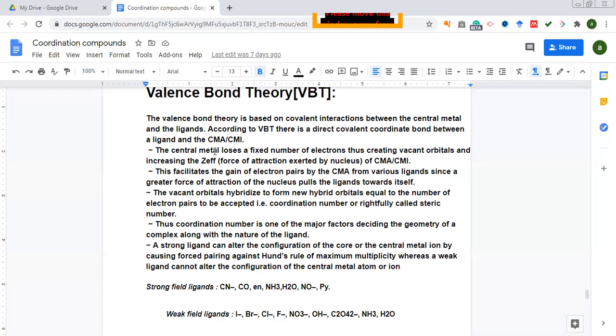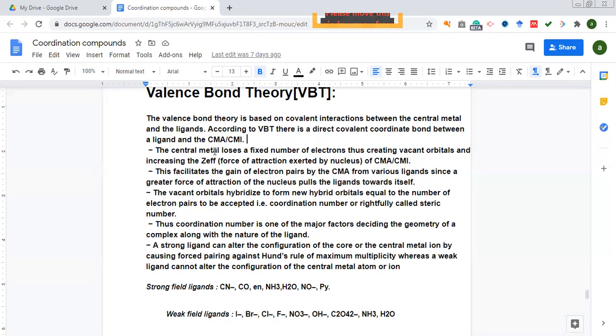Next, the second hybridization is sp2 hybridization. How many orbitals take part in sp2 hybridization? Three: one from s orbital and two from p orbitals. That indicates the central metal atom has provided three vacant orbitals, so it can take up three lone pairs of electrons. These three orbitals, one s and two p, undergo hybridization known as sp2 hybridization, and this imposes trigonal planar geometry on the complex.